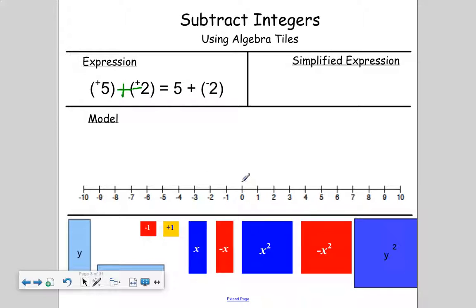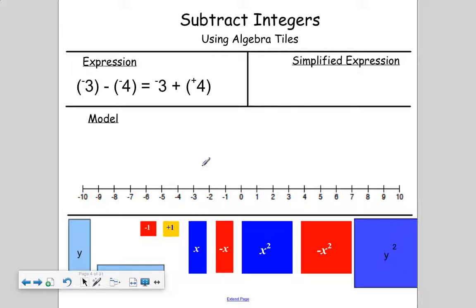So how can I model this? You start at 0. I go 5 units to the right. Minus 2 meaning I need to go back 2 units. So the answer is 3. 5 minus 2 is the same as saying 5 plus negative 2. So I go to 5. I go 2 units to the left. 5 plus negative 2 equals 3, or 5 minus 2 equals 3.